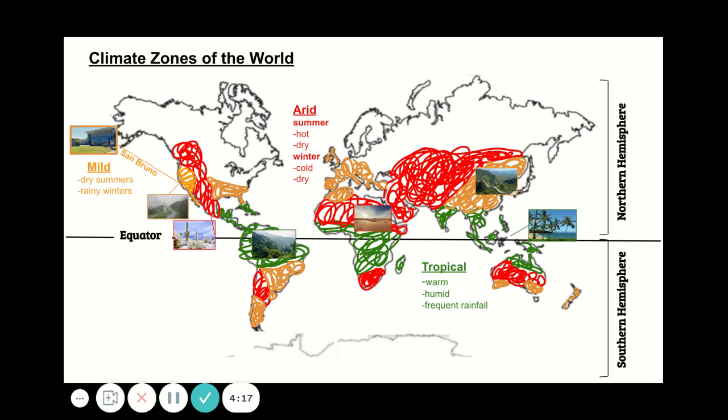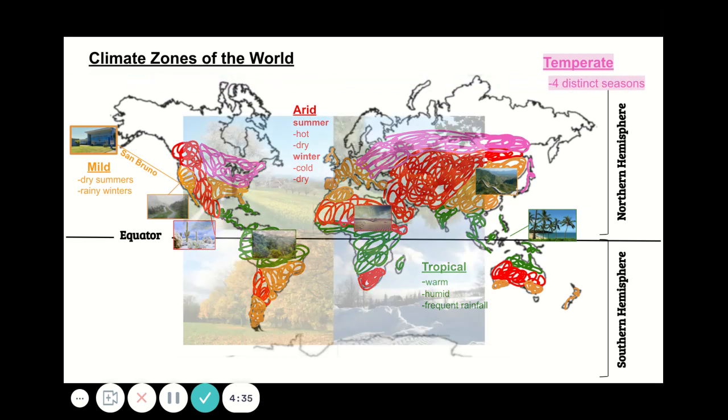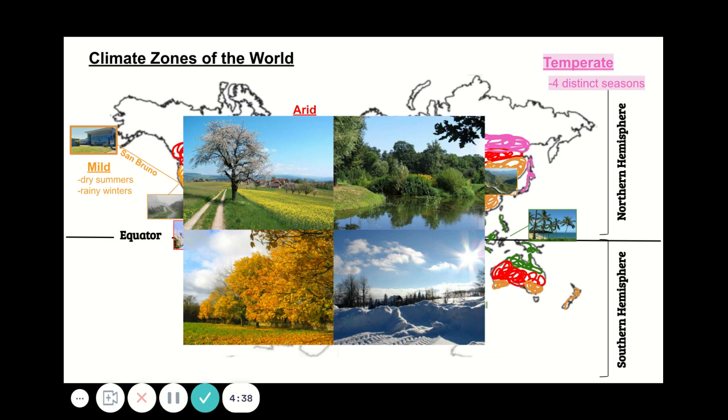Our fourth climate zone to learn about is the temperate zone. Say that with me, temperate. The temperate zone here is shown in pink. The temperate zone has 4 distinct or different seasons. You can see them here in the picture. The 4 seasons in the temperate zone are spring, summer, fall, and winter.